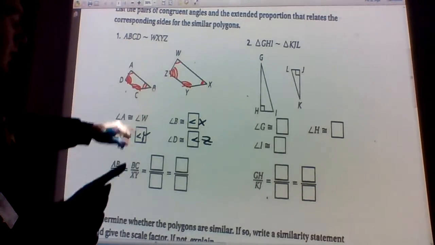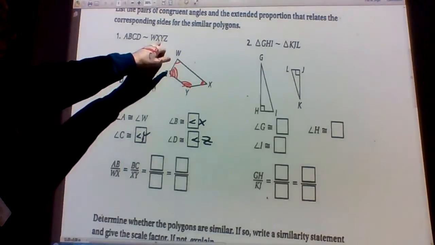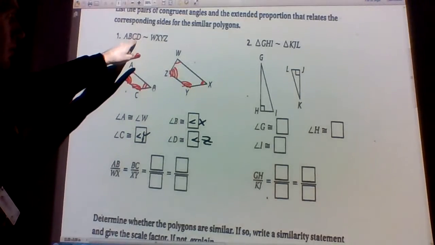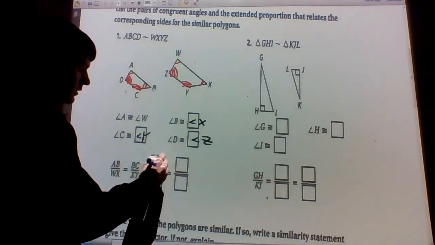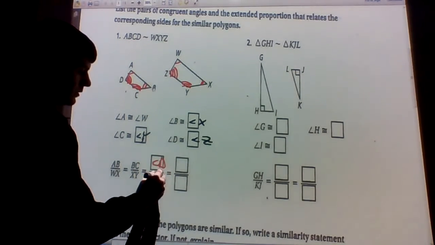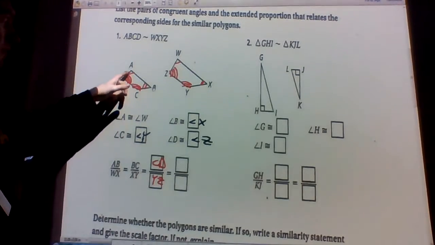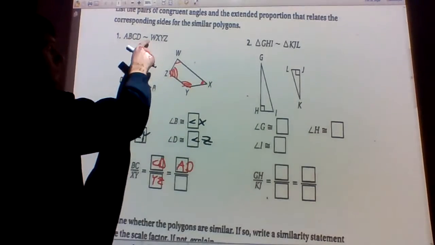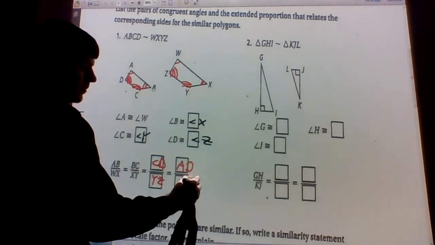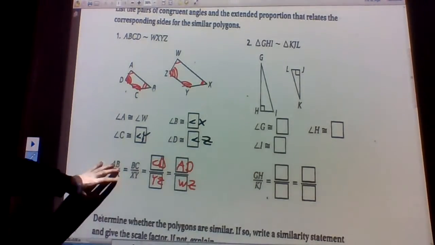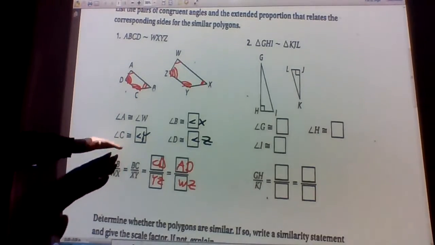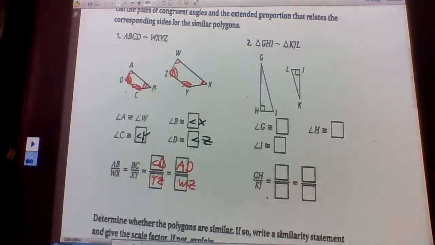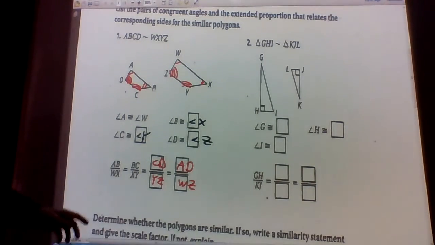So AB with WX, BC with XY. The next side is going to be CD with YZ. So CD corresponds with YZ. And the last side is AD, which is the first and the last letters. So AD with WZ. Okay, those are your similar sides. So all the numerators come from the first figure, all the denominators come from the second one, and you're simply matching up the corresponding sides.